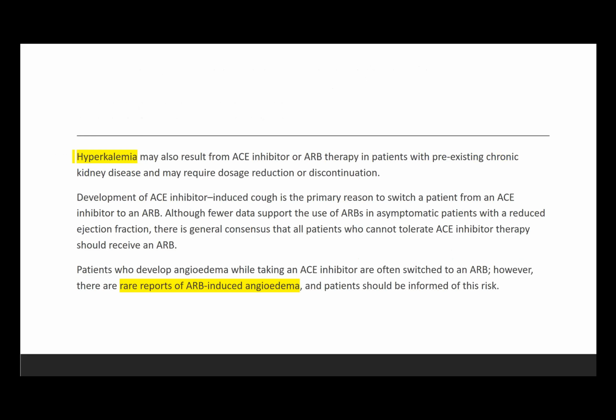Hyperkalemia, as Nadeem was saying, is also another significant issue when it comes to use of ACE inhibitors and also ARBs. And it's particularly an issue when it comes to patients with kidney disease. Patients who develop these side effects from ACE inhibitors, particularly the angioedema, get transferred to an ARB. ARBs don't have that much of an issue with angioedema, but rare cases are still reported.